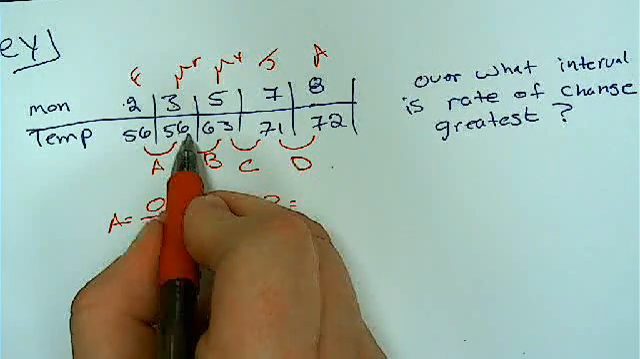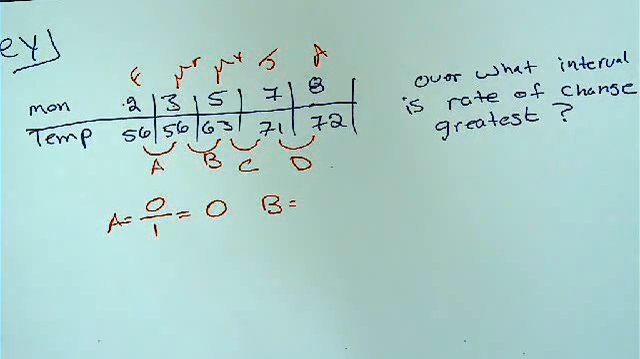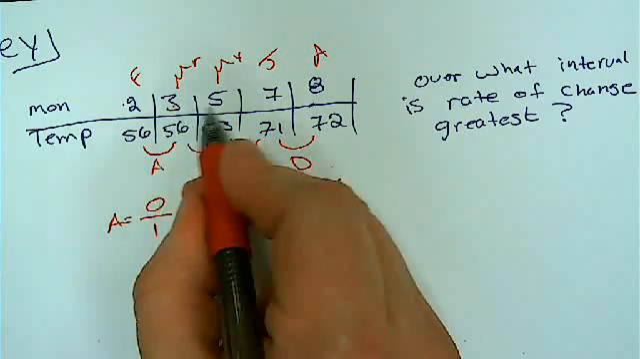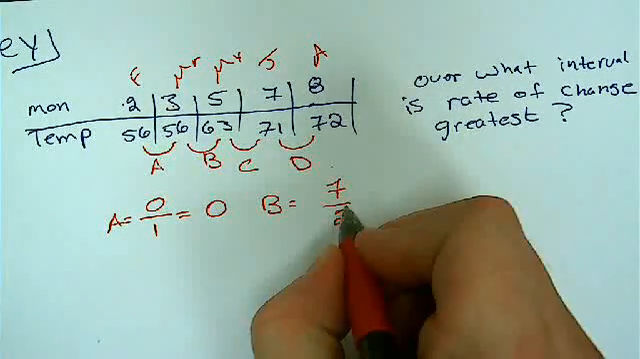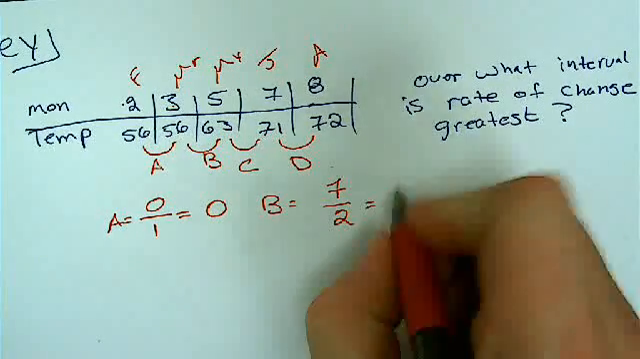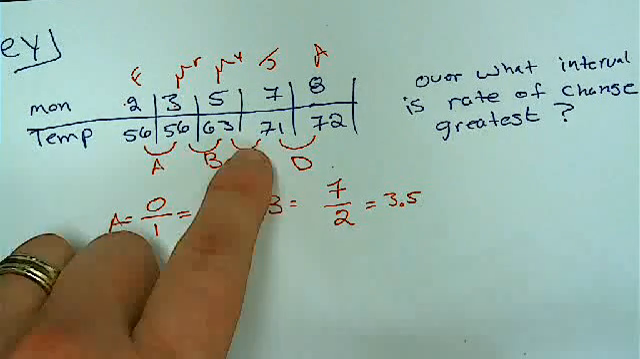So I went up to 63 from 56. So how much did I go up? 7? And I did that over a 2-month period this time. And I can't reduce that fraction any. So interval B is 7/2. If you're a decimal person, you can write 3.5. If you're not good at comparing fractions, put them in decimal form so you can compare them. Personally, I would try to get good at comparing fractions. So that's me. Let's go to our next one.